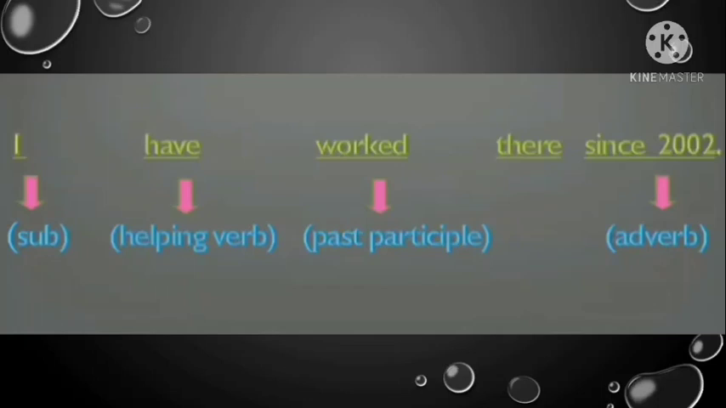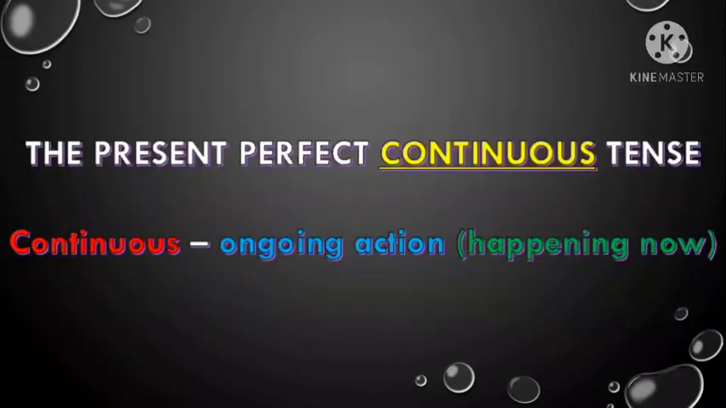Now let's learn about the present perfect continuous tense. Children, if you see, the previous chapter was about the present perfect tense, and this chapter is about the present perfect continuous tense. Here, the only difference is the word continuous. You all know the meaning of continuous, right? It means happening now. Something that has already started and is still happening. It's still continuous, or you can say an ongoing action.